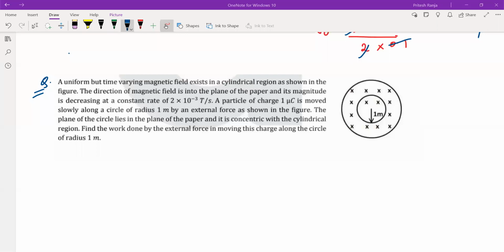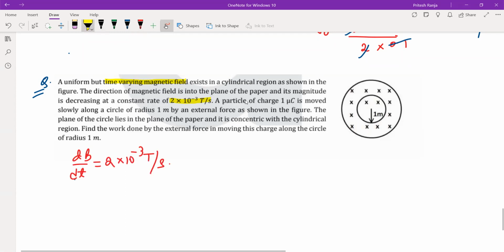So none has done this. Just observe what is the situation here. A uniform but time varying magnetic field. Now it says there is magnetic field which is varying. It exists in cylindrical region as shown in the figure. The direction of magnetic field is into the plane and its magnitude is decreasing at the rate of this much Tesla per second. That means what is given, dB by dt is 2 into 10 to power minus 3 Tesla per second.